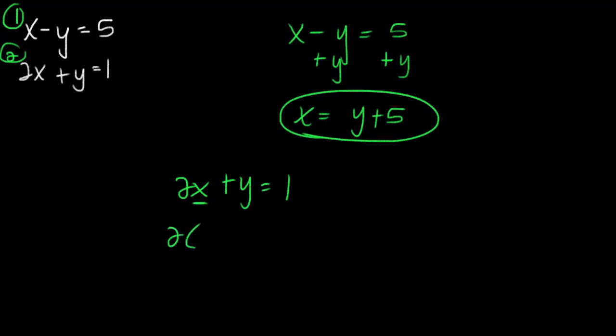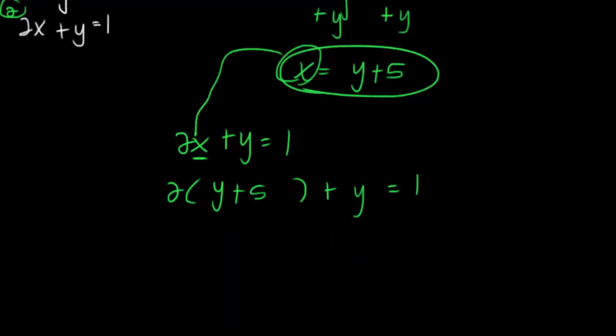I can put parentheses where that x was, and since I know x is equal to y plus 5, instead of saying 2x, I'm going to say 2 times (y plus 5). And now I have an equation that has no x's in it. It has just one variable. It has all y's, and I can solve for y.